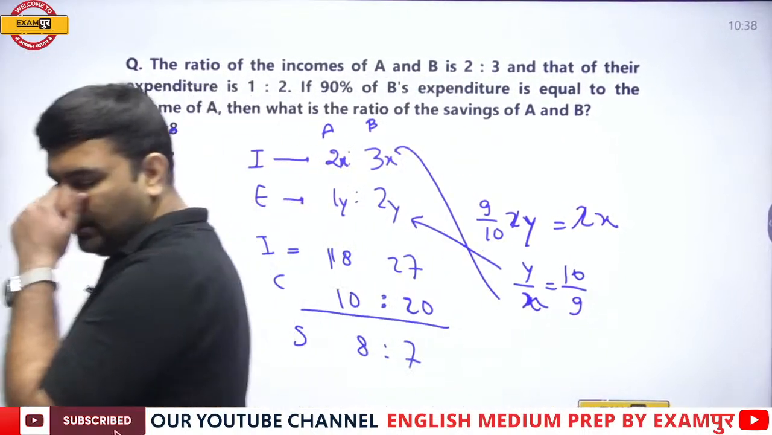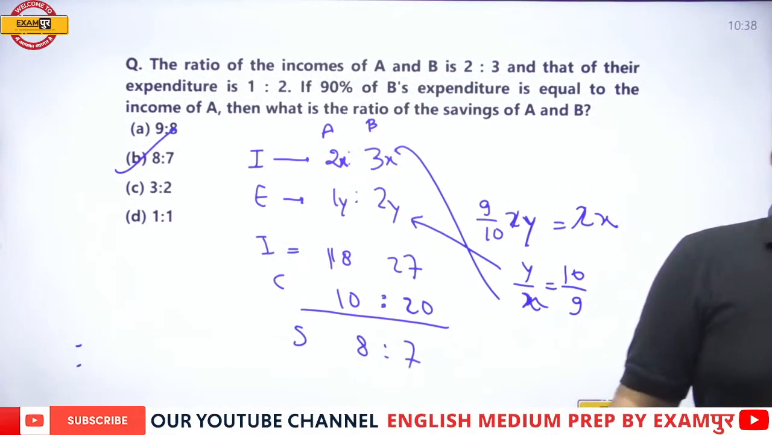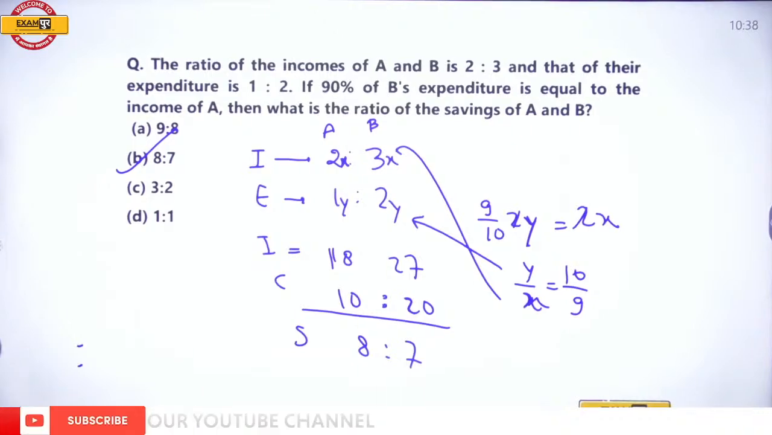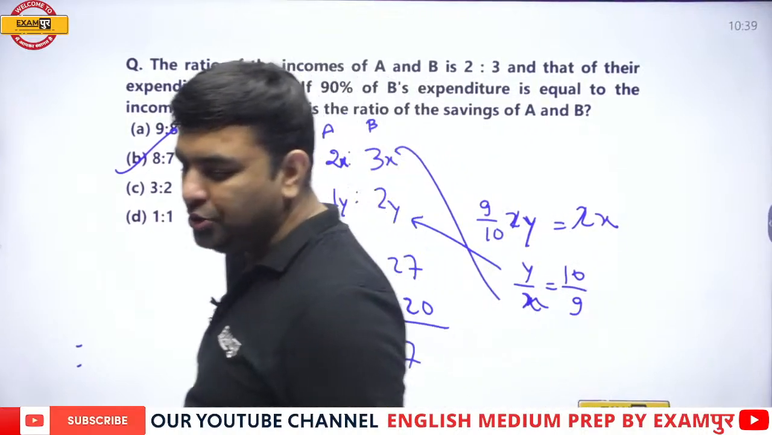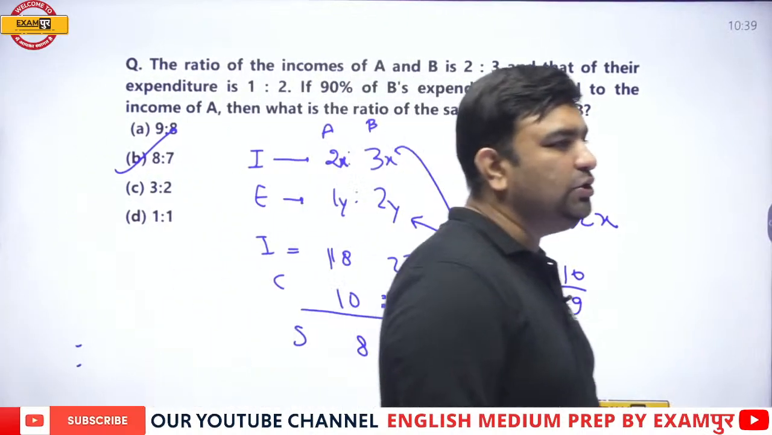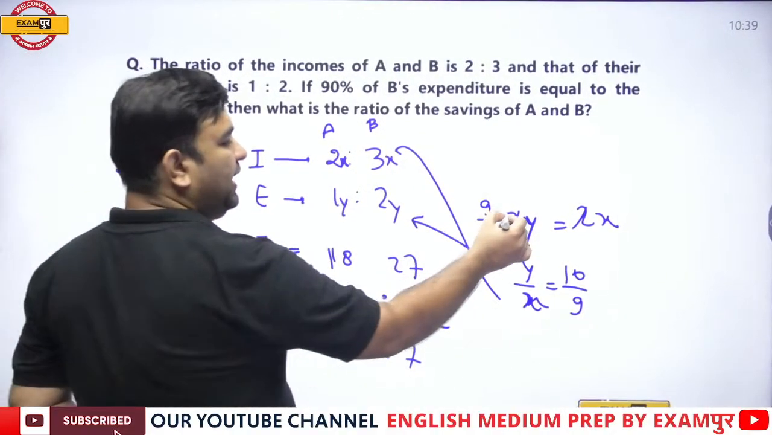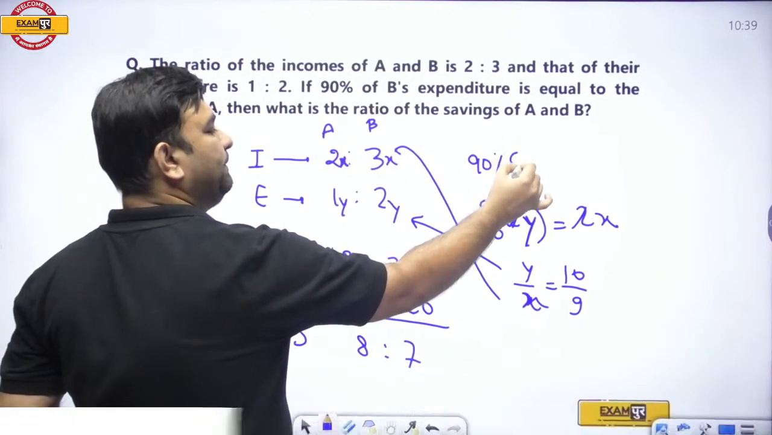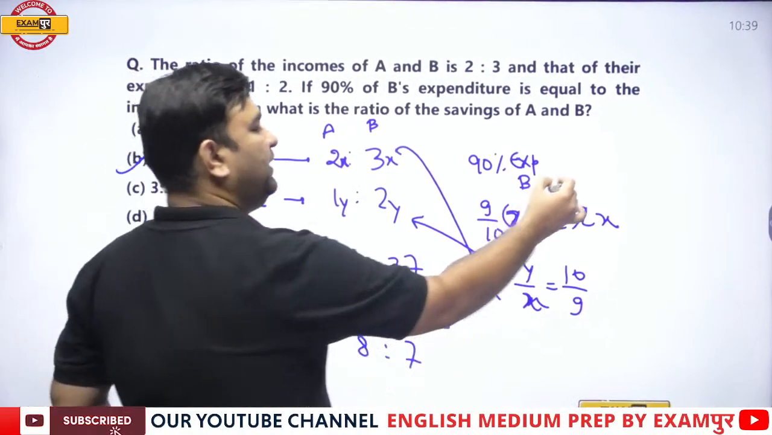Please do watch out. If you want, we can make it a bit short as well. However, mostly this is the good solution. This is the logical solution which you should be going for. 90% of the expenditure of B is equal to income of A.